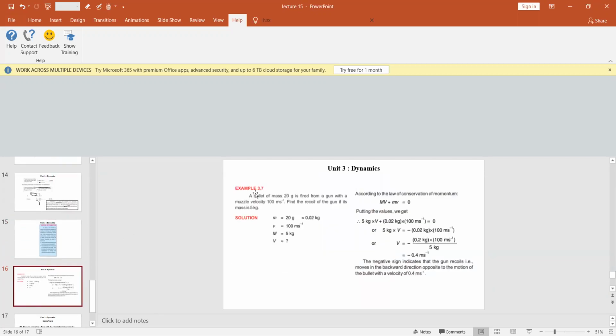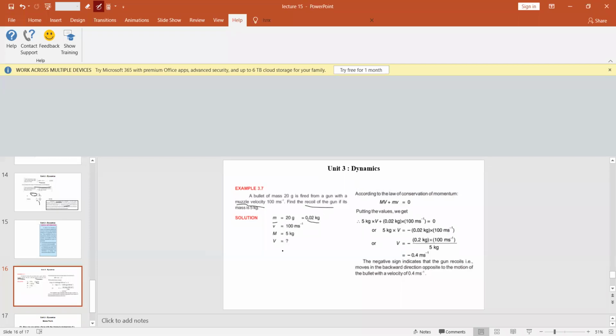So again, example 3.7: a bullet of mass 20 gram is fired from a gun. The mass is 20 gram, and your SI unit is kg, so you have to divide 20 gram by 1000, and you get the proper unit, 0.02 kg, right? And keep in mind, whenever there is a mass of a bullet, you write it with small m, and the muzzle velocity is always the velocity of the bullet, so you also write it with small v, which is 100 meter per second. Then find the recoil of the gun.